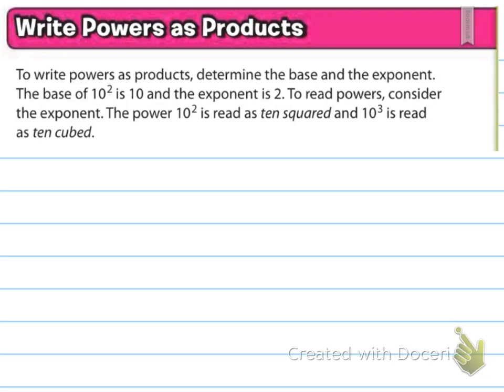Okay, we have a lot of different powers. 2 and 3 are not the only ones, so you can use them as the power of 2, the power of 10, the power of 13, whatever it is. But when it's telling you to write the powers as products, determine the base and the exponent, we're talking 10 times 10 would be 10 squared, which is also 100.